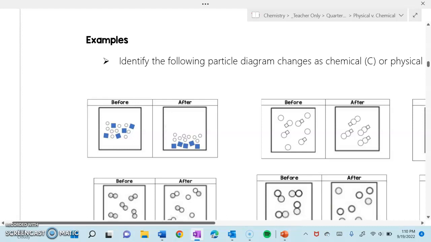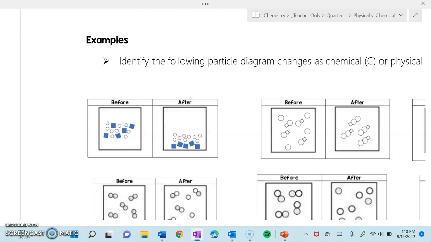5. Beautiful. Check the small circles as well. 9 small circles before, 9 small circles after. So this does follow the law of conservation of mass. Each of these will follow the law of conservation of mass. If you don't believe me, you can go through and check and make sure the mass before equals the mass after. There is one particle diagram set that does not, and we will get to that and fix it.